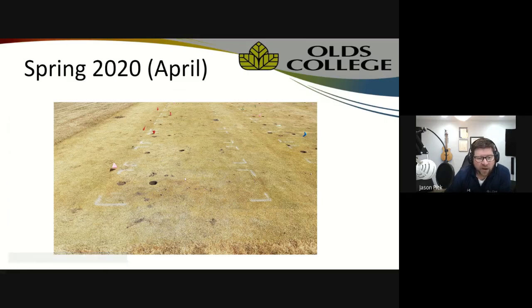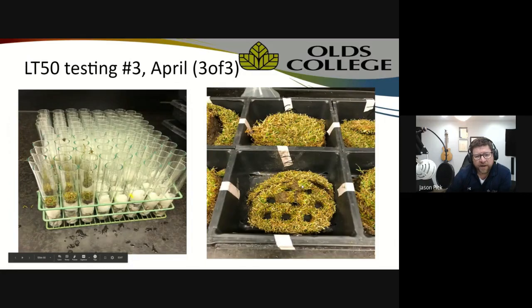You can see all of our plots, same as ever. There's no reason for the different color flags. That's just identifiers. There's our first LT50. There's our second plug, and you can barely see it, but there's still, the numbers are still hanging in there, so you know which treatments you're on. We did the last one in April. That's brand new. We just finished, and they're regrowing in the greenhouse.